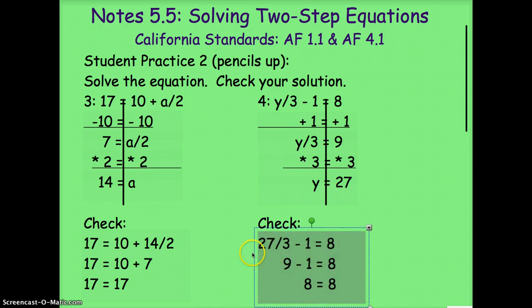Go ahead and check my solution. 27 divided by 3 is 9, minus 1 is 8. So my solution does check out.